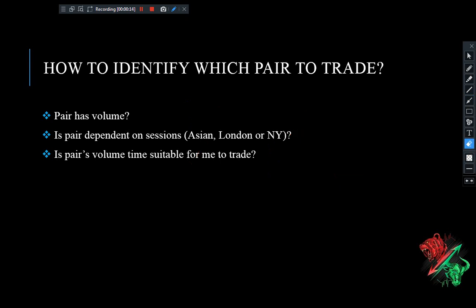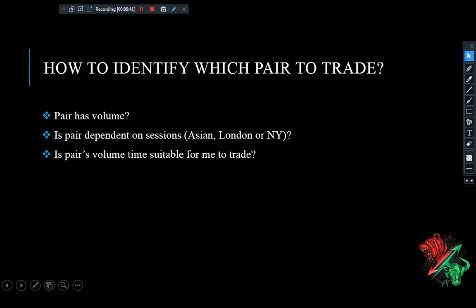So guys, make sure you always select the pair which you can trade in the volume time, and volume time is only and only during session opening, pre-sessions, and during news events. I do have a video on this, on which is the specific proper time to trade. I will link it in the description, do check it out.